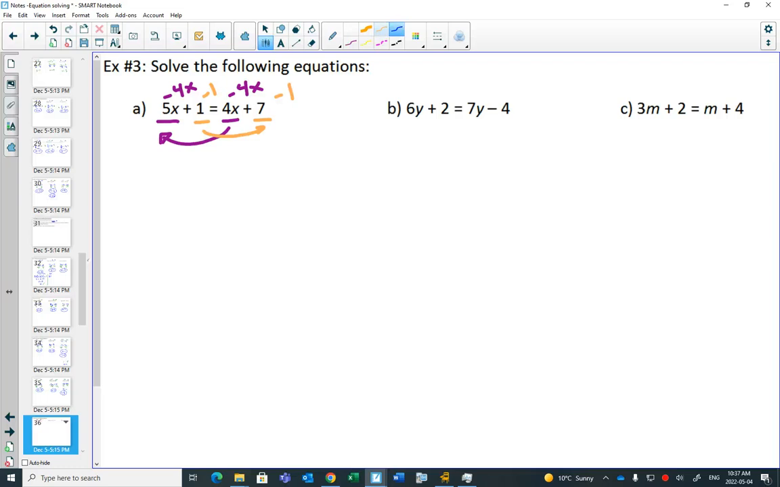What am I left with? 5x minus 4x. I would just be left with an x on the left side. What am I left with on the right side? A 7 minus 1, 6. And crazy, we've solved this equation. It's done. There's no other work to do, because we got x by itself.